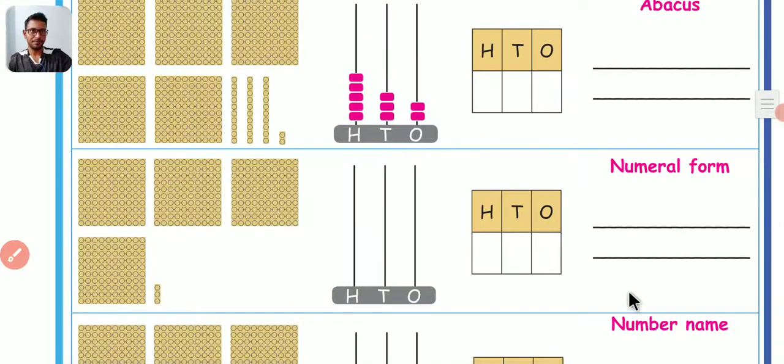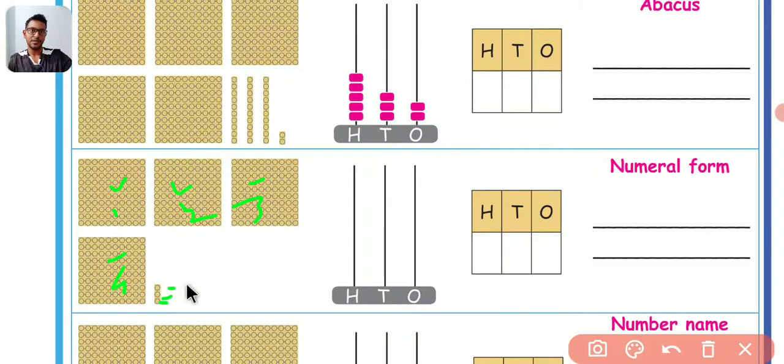Next. Here they are giving number blocks. So this is 100, this is 100, this is 100, this is 100. How many hundreds? 1, 2, 3, 4. 4 hundreds. So how many ones? 1, 2, 3. 3 ones. Therefore 400 plus 3. What is the answer? 400 and 3.